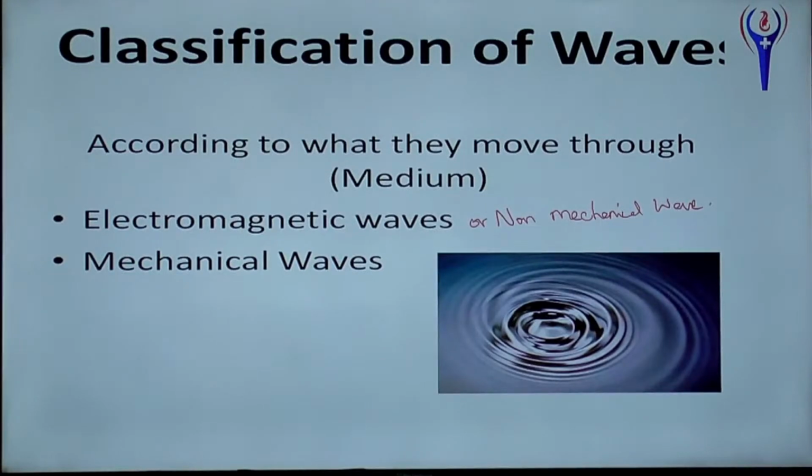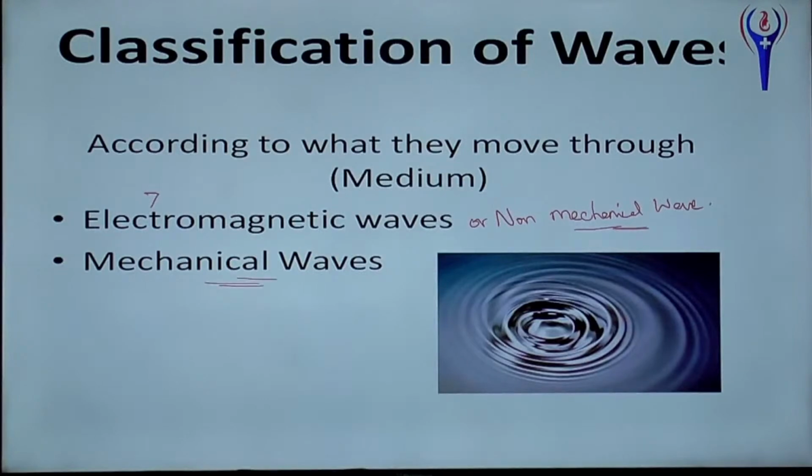Starts from gamma rays, X-rays, UV, ultraviolet rays, visible light, IR infrared rays, and then microwaves, radio waves. How many waves are there? 7 electromagnetic waves. All the electromagnetic waves do not require a material medium for propagation. That's why we are calling them non-mechanical waves.